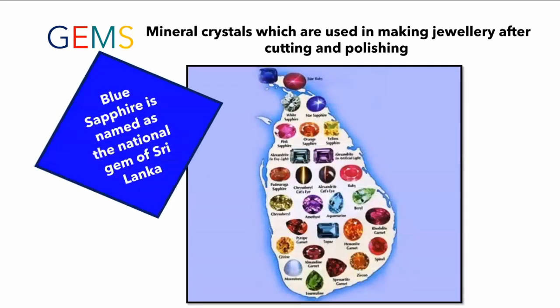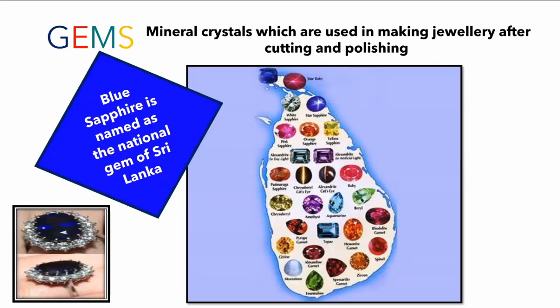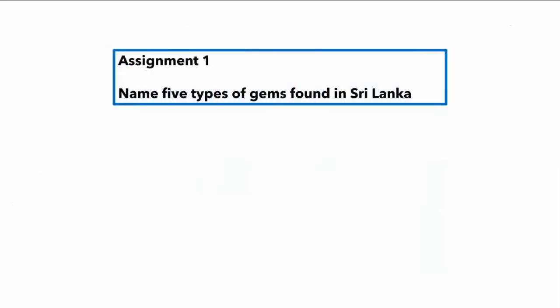The blue sapphire is named as the national gem of Sri Lanka. Sri Lanka is the only country that exports high-quality large blue sapphires with natural color to the world market. The engagement ring of the Duchess of Cambridge, Kate Middleton, is made up of a sapphire from Sri Lanka. Assignment 1: Name 5 types of gems found in Sri Lanka.